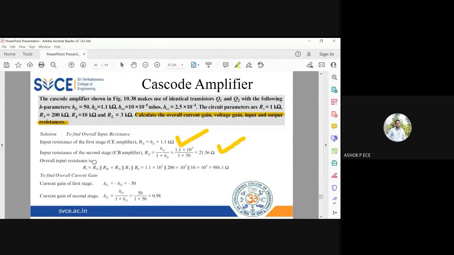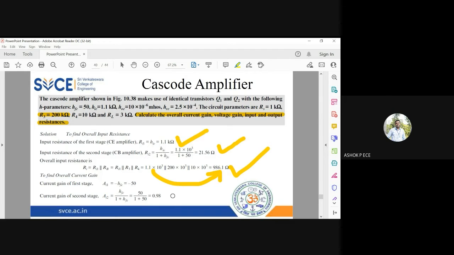So Ri1 parallel to Rb. Rb is parallel to R4. So 1.1K parallel to 200K parallel to 10K. So the answer is 9.1 kilo ohms. So because of all these biasing resistors, my input impedance is reducing from 1.1K to 986.1 kilo ohms.